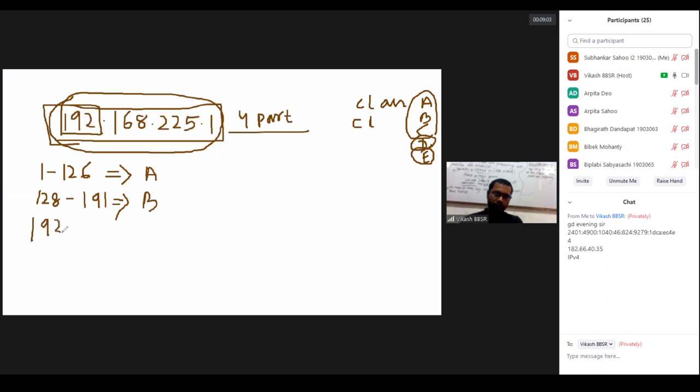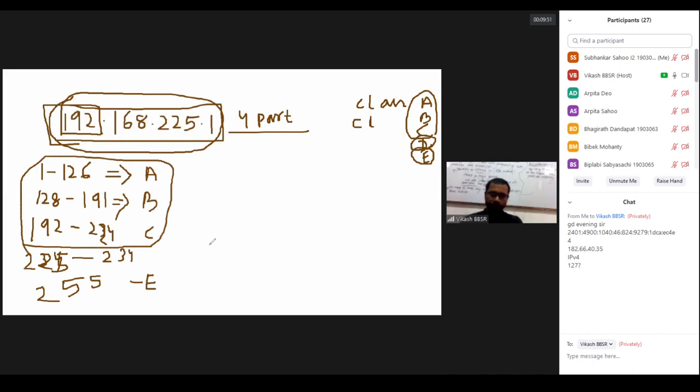Then 192 to 223 is class C. I have forgotten the exact upper limit, and I cannot remember exactly, but up to this it is correct. These go up to 255. Class D and class E come after that. Okay.